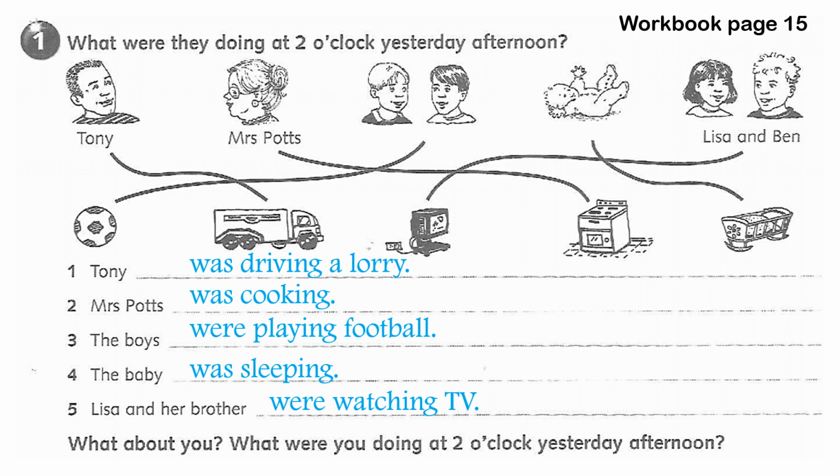Take note that in sentence 1 we use was because the subject is singular. Number 2, Mrs. Potts is singular, so we use was. Number 3, boys, this is plural, so we use were. Baby is singular, so we use was. Lisa and her brother is plural, so we use were.